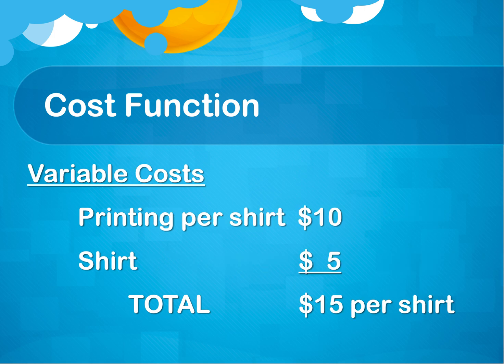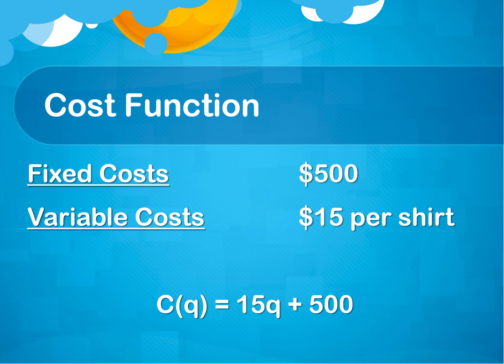Now variable cost. So for every shirt that I sell, I'm going to have some printing cost and a shirt that I have to use to produce it. So I'm going to look at variable cost of about $15 per shirt. So with fixed cost of $500 and a variable cost of $15 per shirt, what I have here is a total cost function of 15Q plus 500. So fixed cost is the intercept, $500. The variable cost, the slope, is $15 per shirt produced.